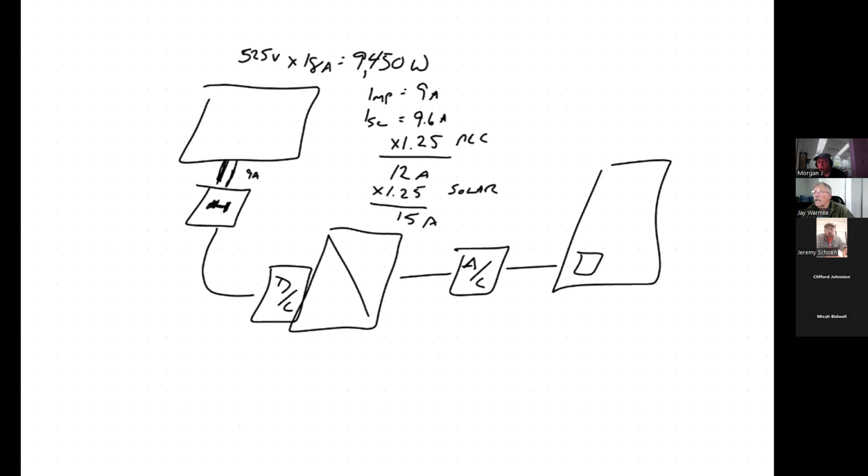Not a problem. Now we're hooking them up in parallel. So what's the output of this? It's going to be 2 times 15, 30 amps. So what size wire do we need?